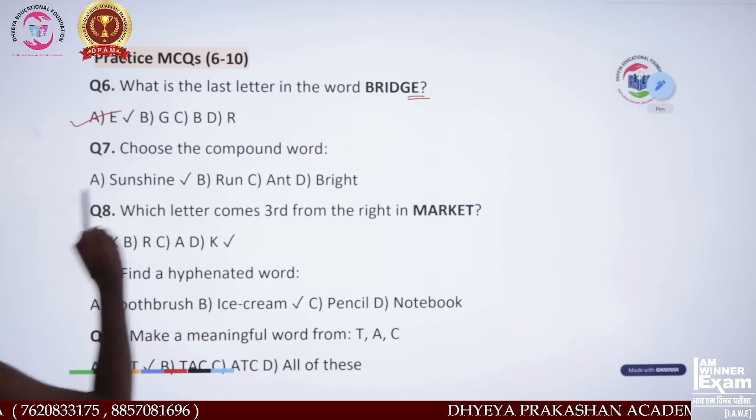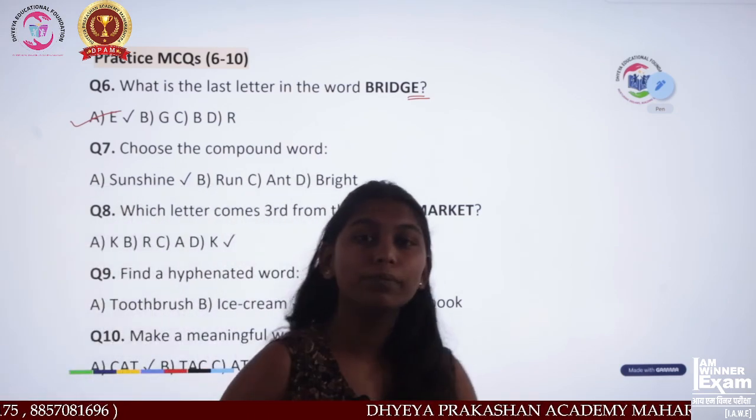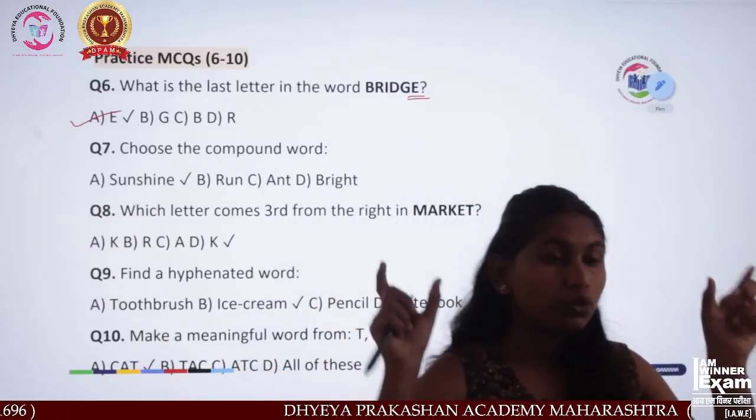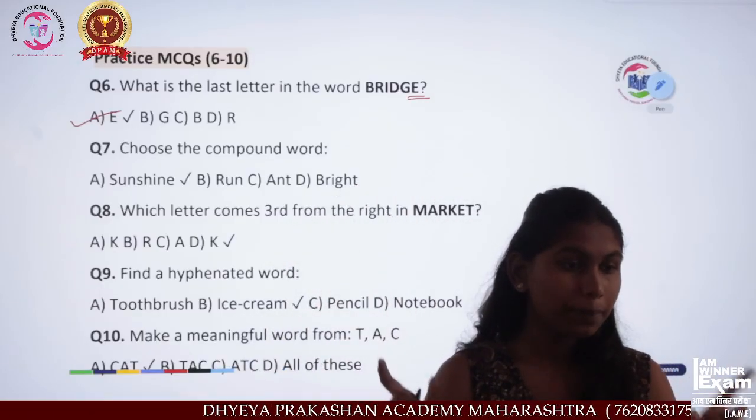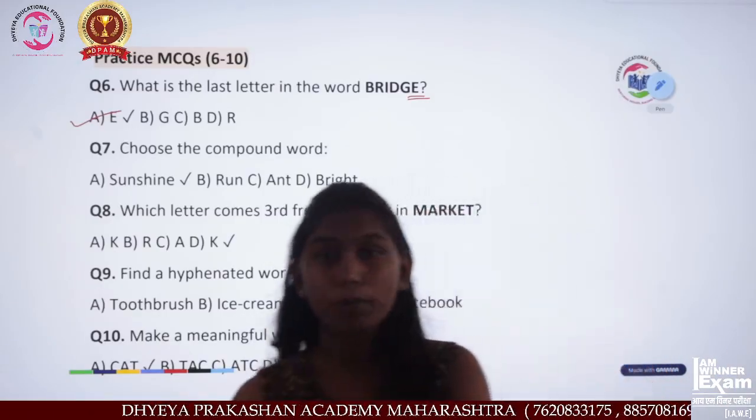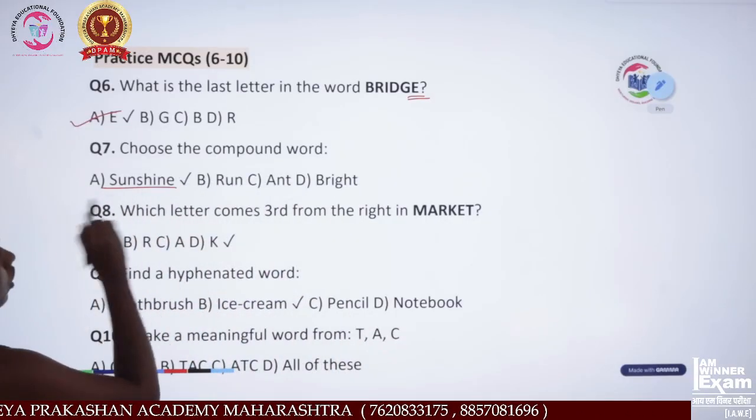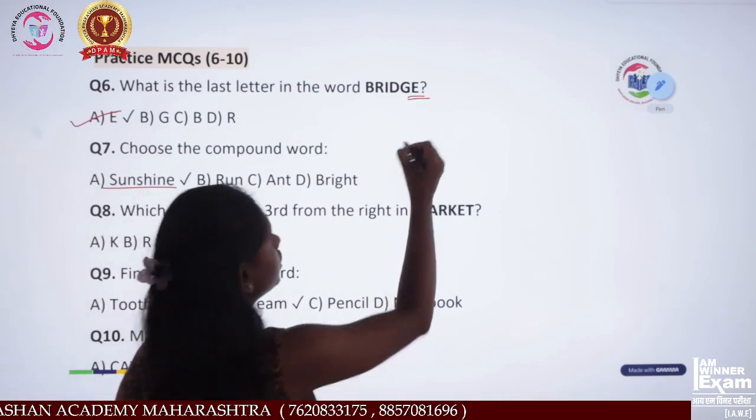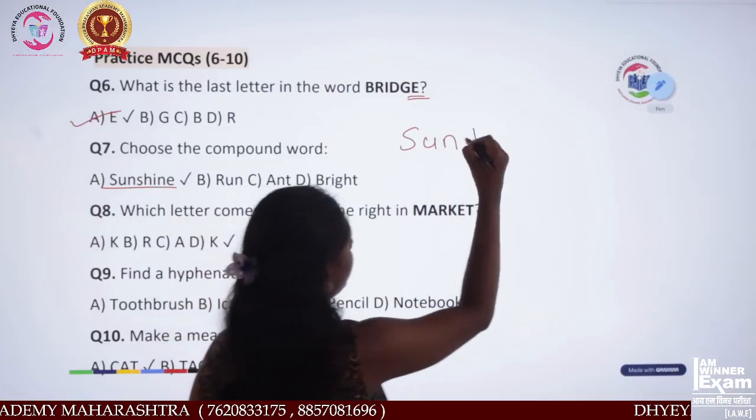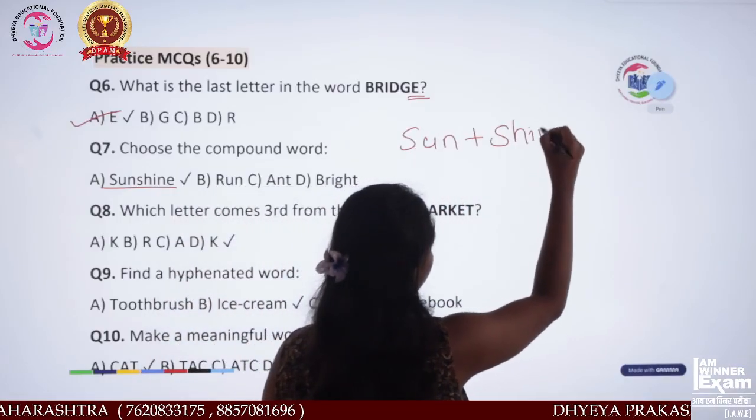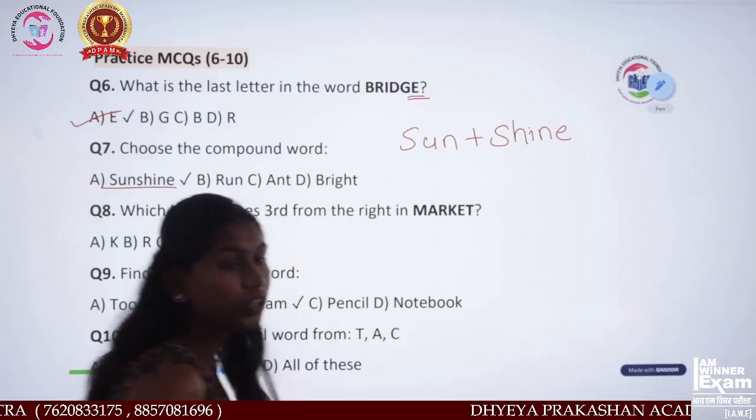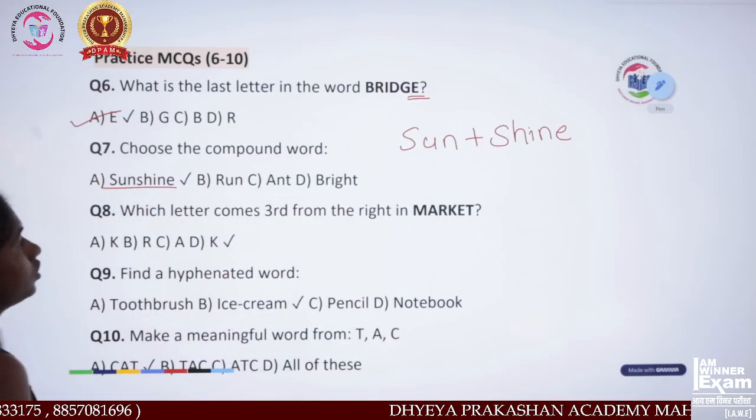Then choose the compound word. Now what is meant by a compound word? That 2 different words are combined together and form a new word. So let's check now. Sunshine. Now here there are 2 words, the first is sun and the second one is shine. So sun plus shine will be sunshine.